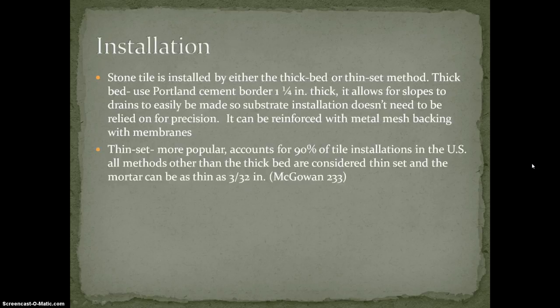For installation, stone tile is installed by either the thick bed or thin set method. Thick bed uses a Portland cement bed of 1 1/4 inch thick, and it allows for slopes to drains to easily be made so substrate installation doesn't need to be relied on for precision. It can be reinforced with metal mesh backing or with membranes. Thin set is more popular and accounts for 90% of tile installations in the U.S. All methods other than the thick bed are considered thin set, and the mortar can be as thin as 3/32 of an inch.